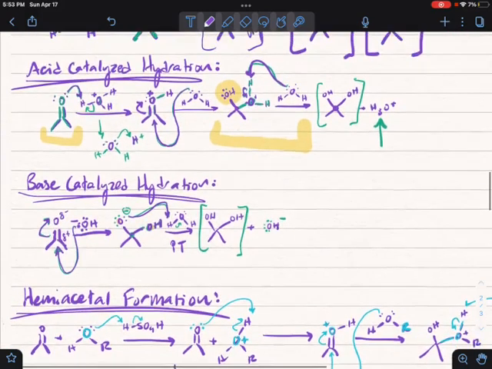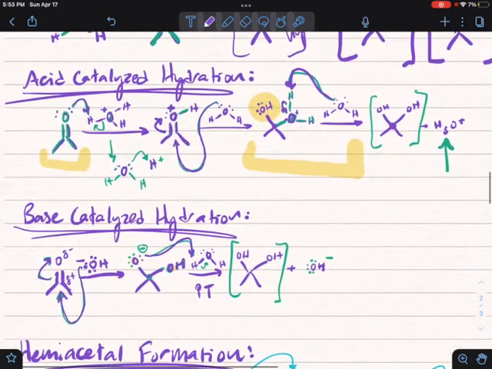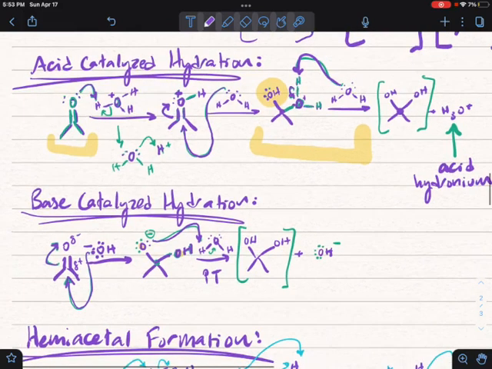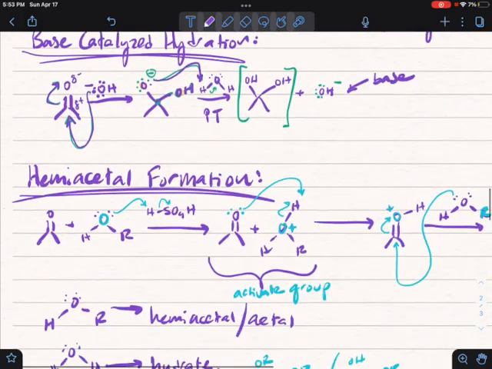One thing to remember between acid-catalyzed hydration and base-catalyzed hydration is that the product of acid-catalyzed hydration will be an acid. So this is hydronium. And then the product of base-catalyzed hydration will be a base. Okay, so that's that.